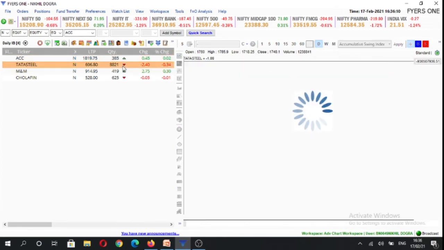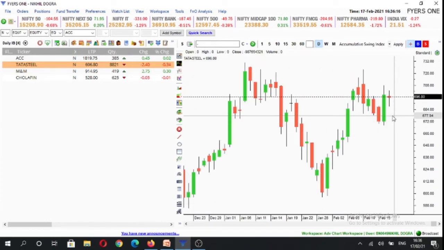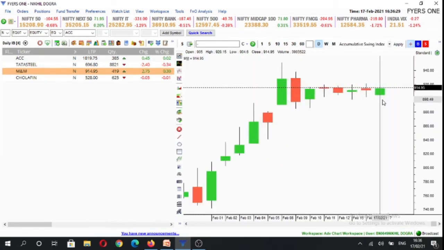Our second stock is Tata Steel. It's again an inside candlestick. So we'll look for buying opportunity above 703.5 levels, or we'll look for selling opportunity below 687.5 levels in Tata Steel. Our third stock is M&M. We'll look for buying opportunity above 920.15 or selling opportunity below 904.6 levels.